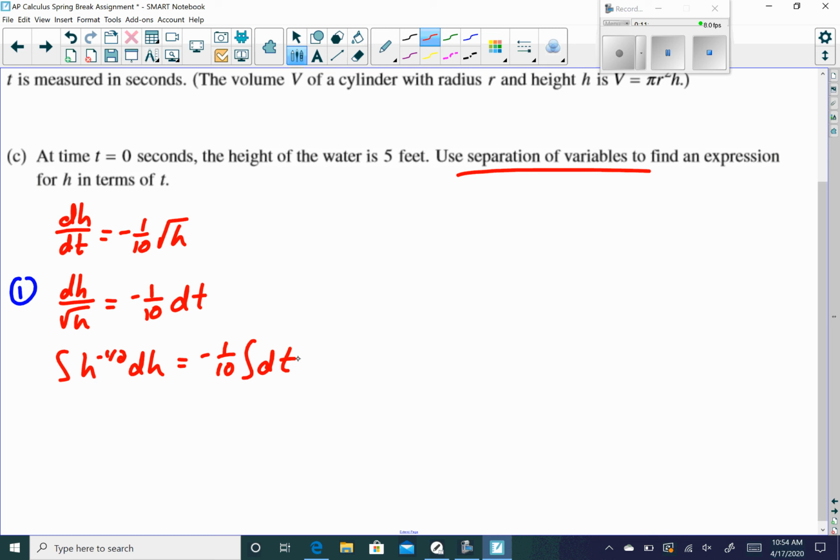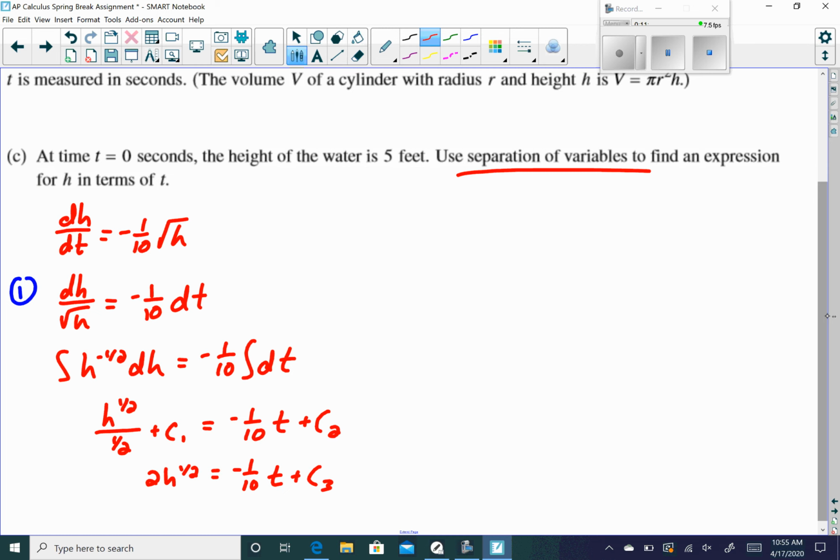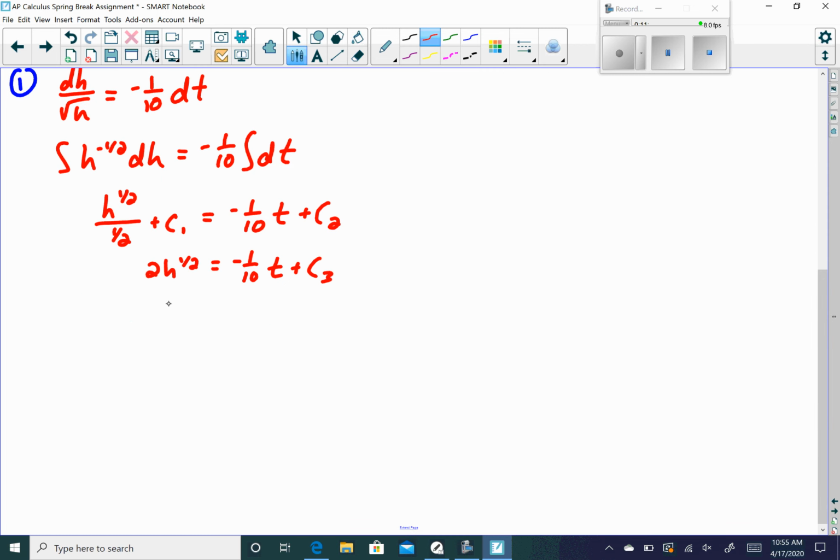So taking the antiderivative here, we're going to get h to the positive 1/2 over 1/2 plus a constant, and a negative 1/10 t plus a second constant. Combine the constants here. I'm going to rewrite this as 2h to the 1/2 equals negative 1/10 t plus a third constant. Divide everything by 2, so we're going to get h, or radical h, we could look at it this way, is going to equal, dividing everything up here by 2 will give me a negative 1/20th t. And then, yes, this will turn to a different constant. So for right now, I'm just going to call overall just a constant here. And then to solve for h is just going to equal this quantity squared.